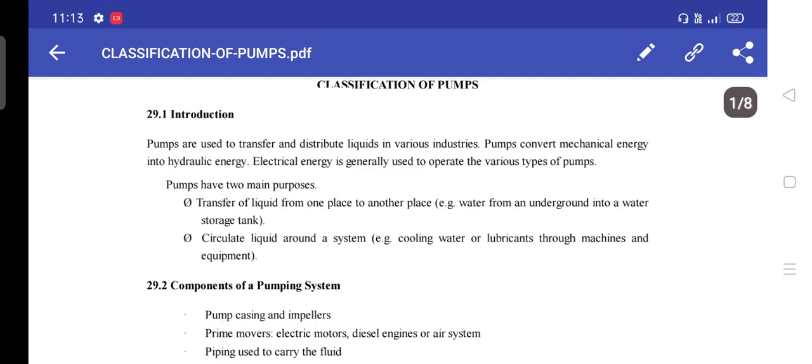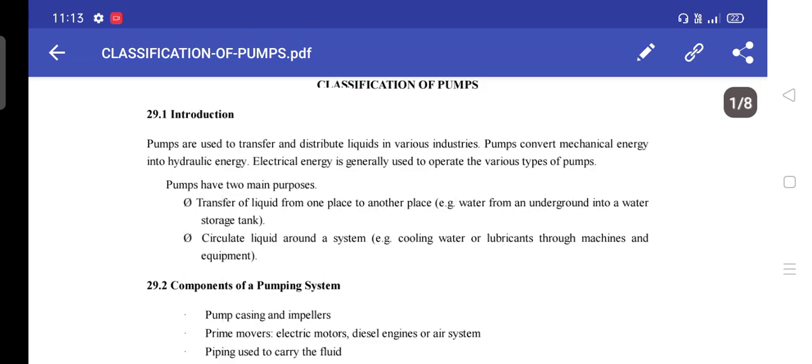Our topic is pumps. Pumps are used to transfer and distribute liquids in various industries. Pumps convert mechanical energy into hydraulic energy. Electrical energy is generally used to operate the various types of pumps.